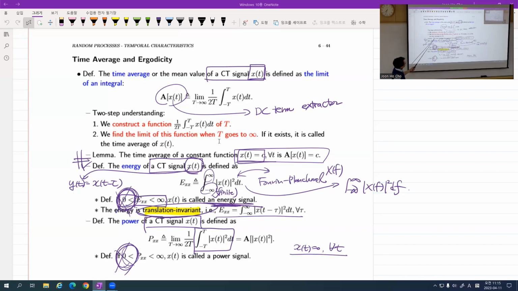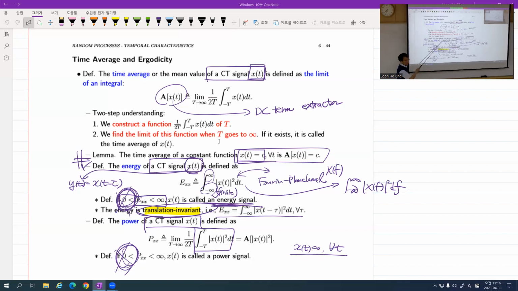Now, let's see this special case. So it's a review. If the signal is a constant signal, then its average is the constant, right? It's obvious because if you integrate this one, this becomes C. Now, here goes the definition of the energy of a signal.